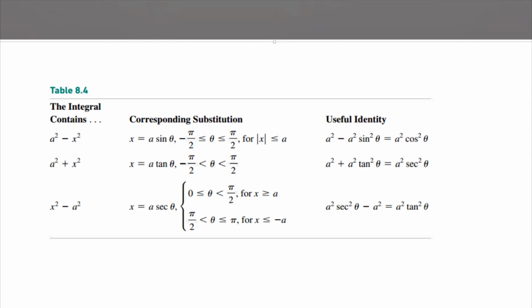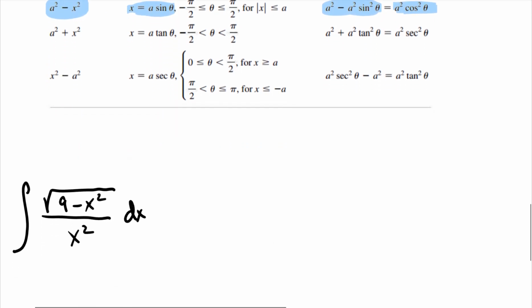Yes. So if you ever have an a squared minus an x squared, we could actually call x just a times sine. Then when you replace it in for x, you get a squared minus a squared sine squared, and you can factor out an a squared and get a squared times 1 minus sine squared, which is identically equal to a squared cosine squared. And you're like, huh? What? Let's see it. Let's go.